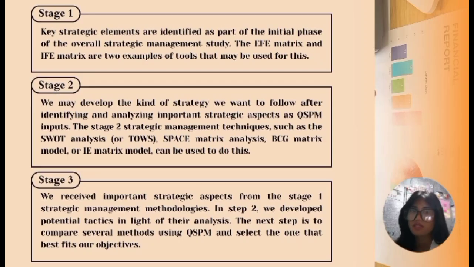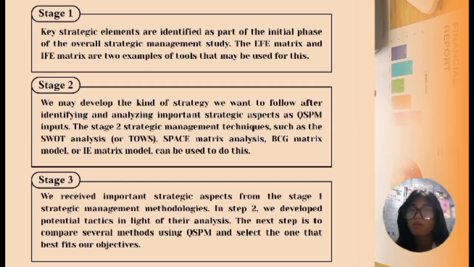Second is the SPACE matrix. It helps determine the company's strategic position and what type of strategy it should pursue. Next is the BCG matrix. This helps the business decide how to manage its different products or business units. Fourth is the IE matrix or internal external matrix. It uses internal and external factors to help determine the appropriate strategy for the business. Stage 3 is choose the best strategy.